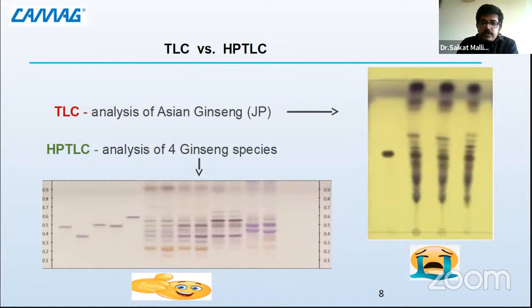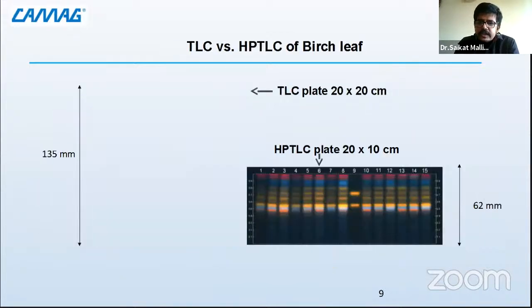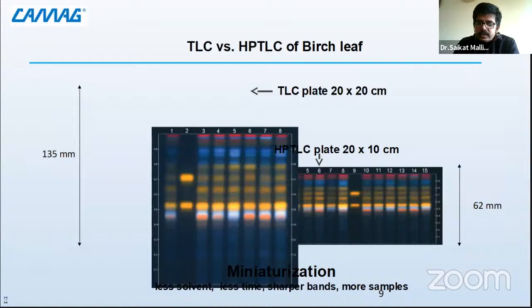And generally, when you are looking forward to isolating any plant drug, this is really the first step you can start with. Now, when I talk in terms of this technique's advantages, first of all, there is miniaturization.